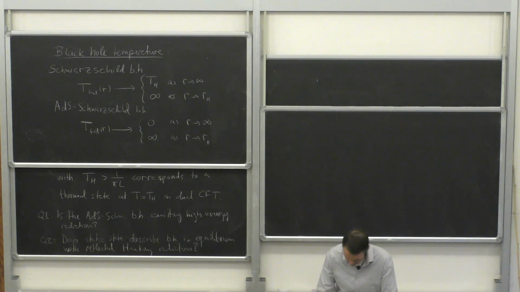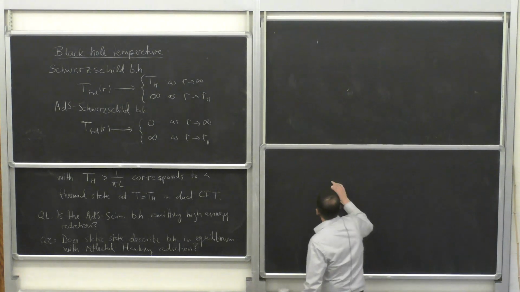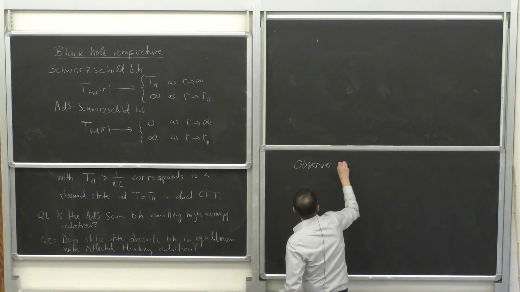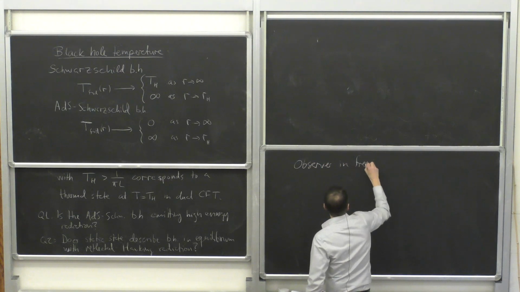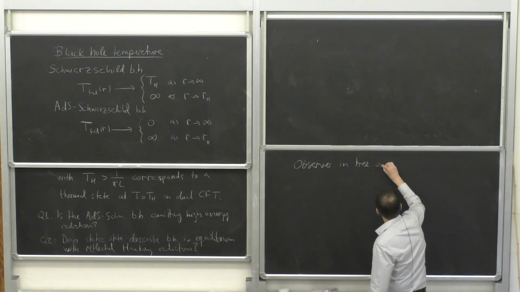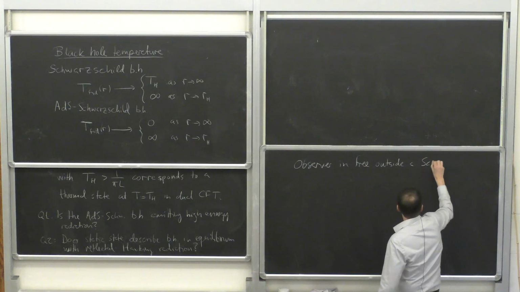Okay. So we're going to look at an observer in free fall. And I'm going to make it a radial free fall. And we're going to be outside a Schwarzschild black hole.